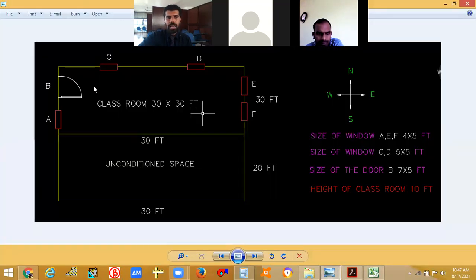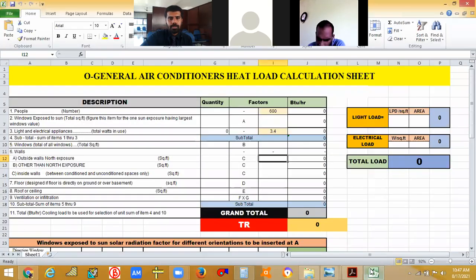What is the area of our classroom? The area of our classroom is equal to 30 into 30 feet. So 900 feet square, right? So the area of our classroom is equal to 900 feet square. Correct.